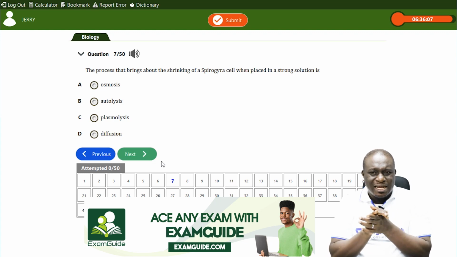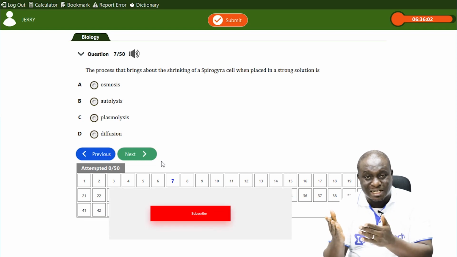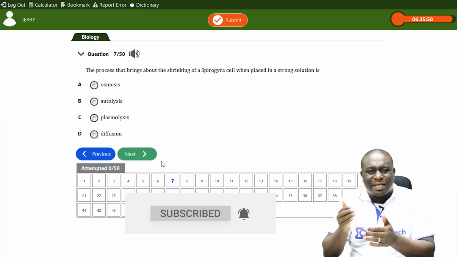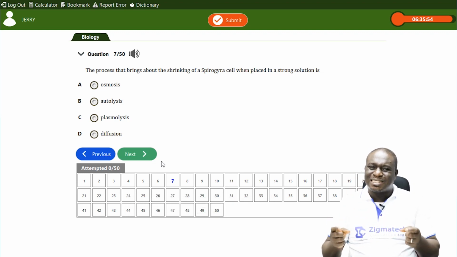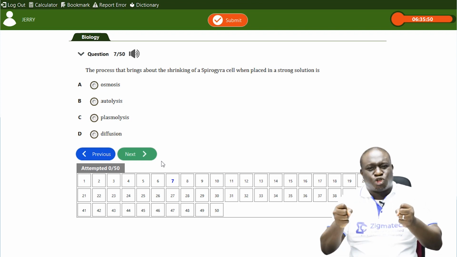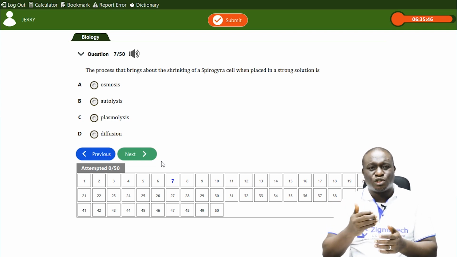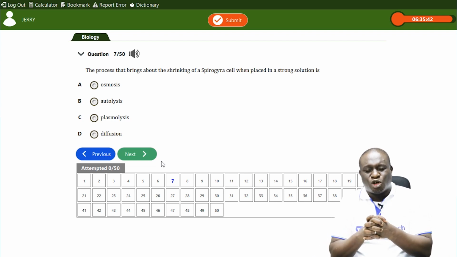So option A, that is not osmosis. Some persons might still say, yes, that's osmosis that is taking place. Yes, but if you look at it, one of the applications of osmosis is plasmolysis. So plasmolysis tells you about the shrinking process, how it begins to shrink, okay? Because we also have other applications of osmosis, like the hemolysis. In hemolysis, there is no shrinkage of the cell.